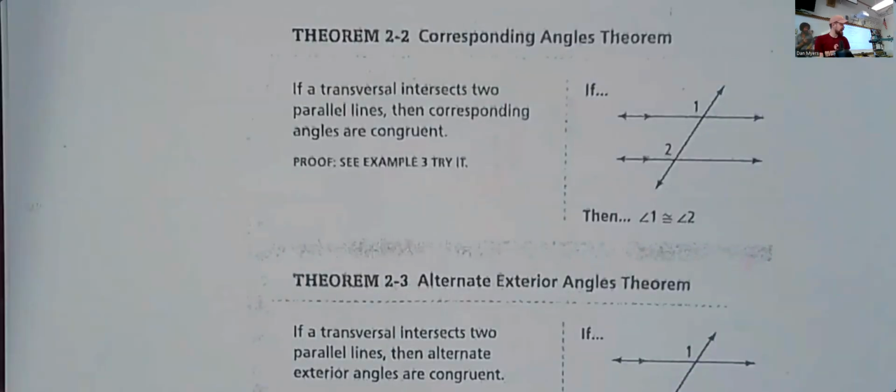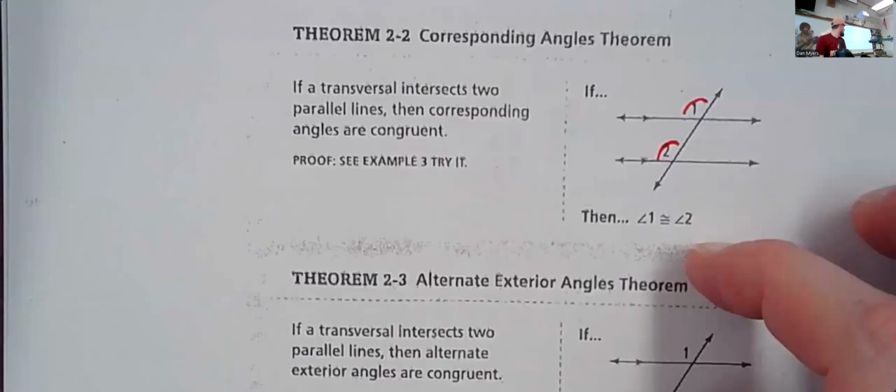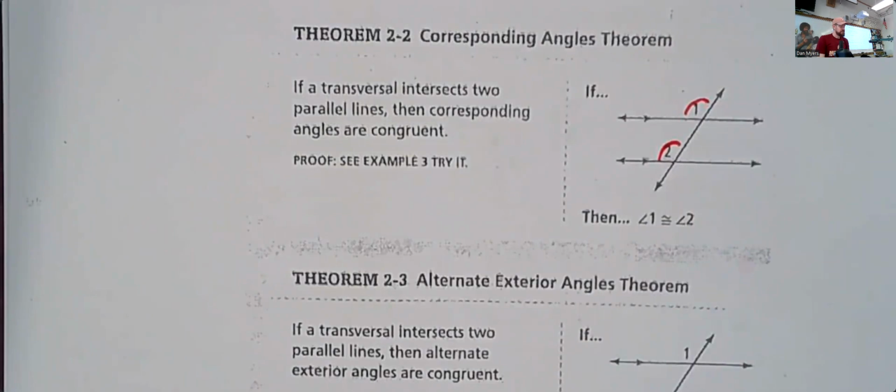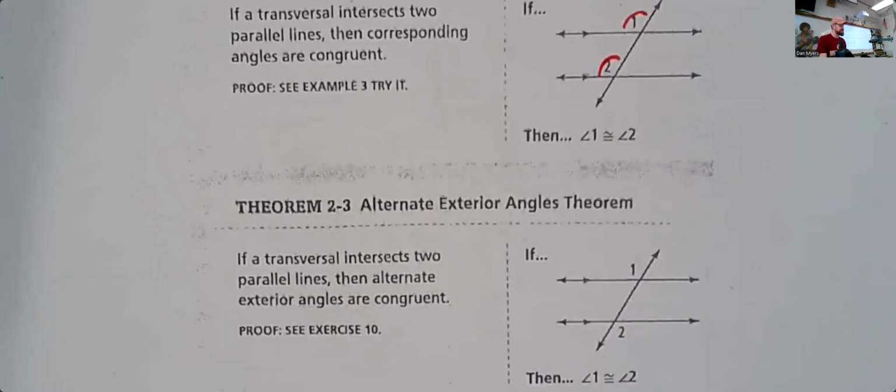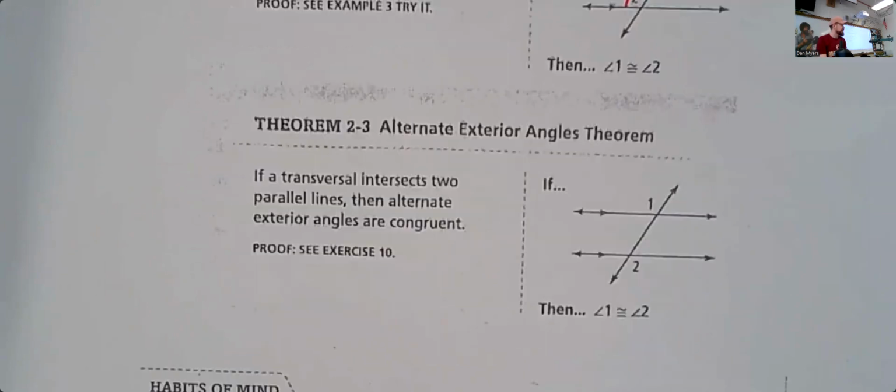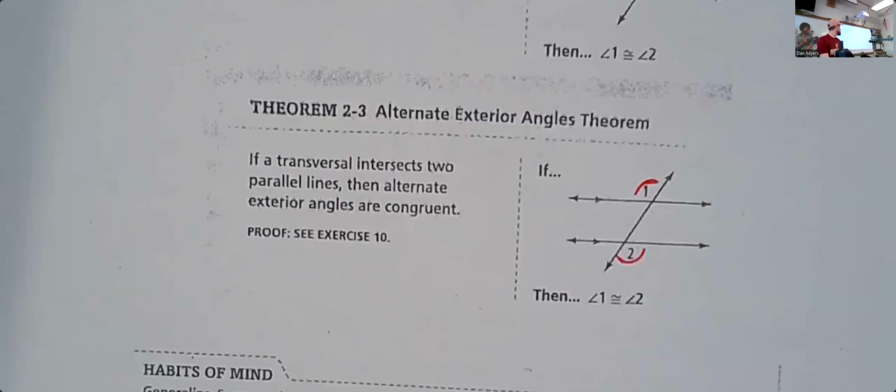Flip the page. We've already talked about these ones as well. Corresponding angles. If the lines are parallel, corresponding angles are congruent. So go ahead and put the markings on that one. These are just some theorems that we're introducing. These are things that are true about these types of diagrams. The next one, alternate exterior angles. We've already talked about this one. If the lines are parallel, alternate exterior angles are also congruent.